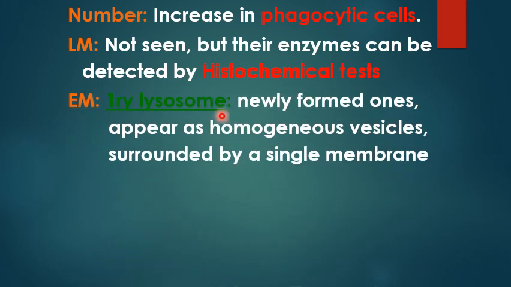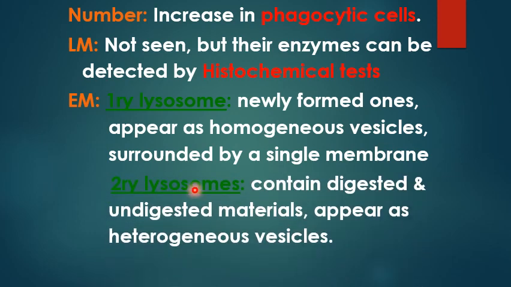By EM, we have two types of lysosome. The primary lysosome, which is newly formed, arises from the Golgi apparatus. It appears homogeneous, surrounded with a single membrane, and has not yet entered any digestion. While the secondary lysosome contains digested and undigested material, it appears heterogeneous, formed by fusion of the primary lysosome with any phagocytosed particles.